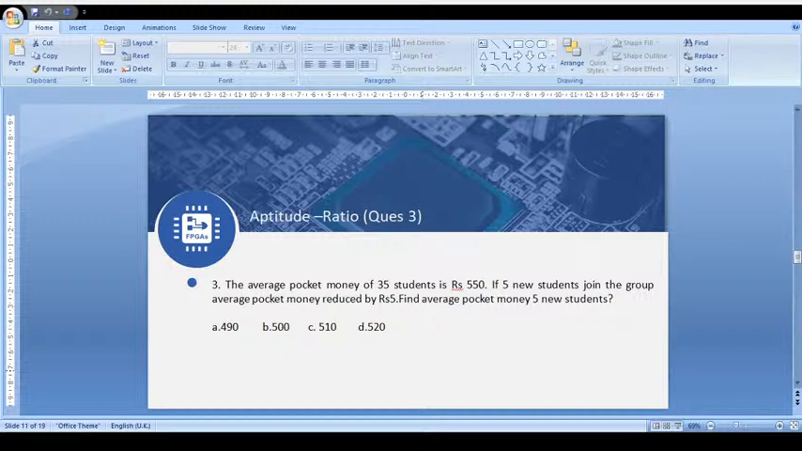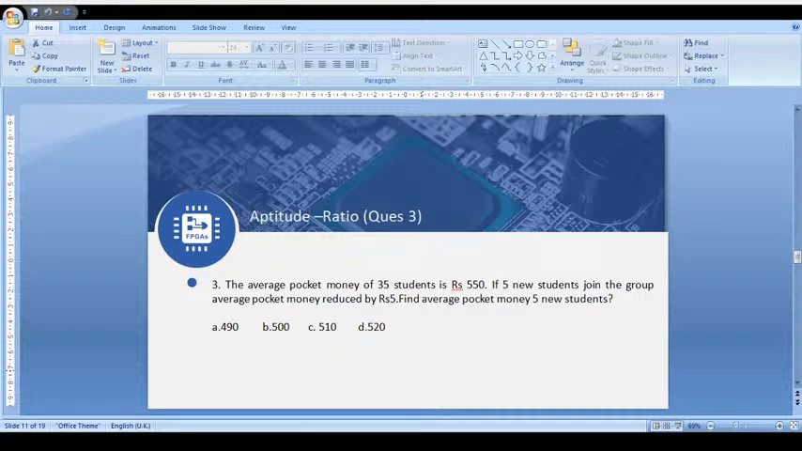I will redraw it. Let's see. 1, 2, 3, 4, 5, 6, 7, and 8. The average of these is 550, 550, 550, 550, 550. And when this new student comes, then it is reduced by rupees 5. That means it becomes 545.